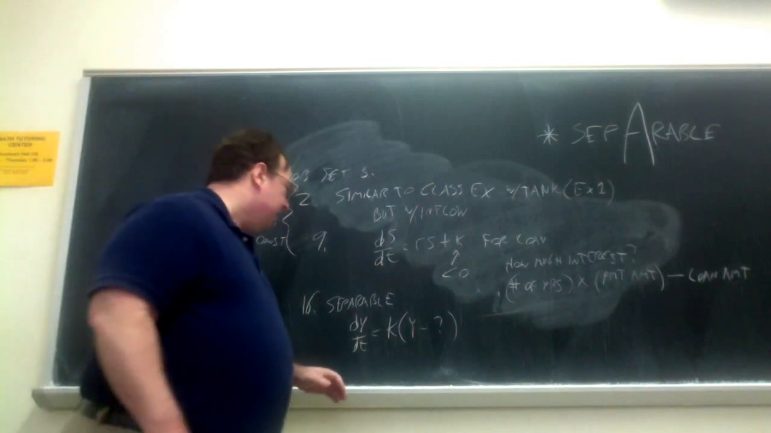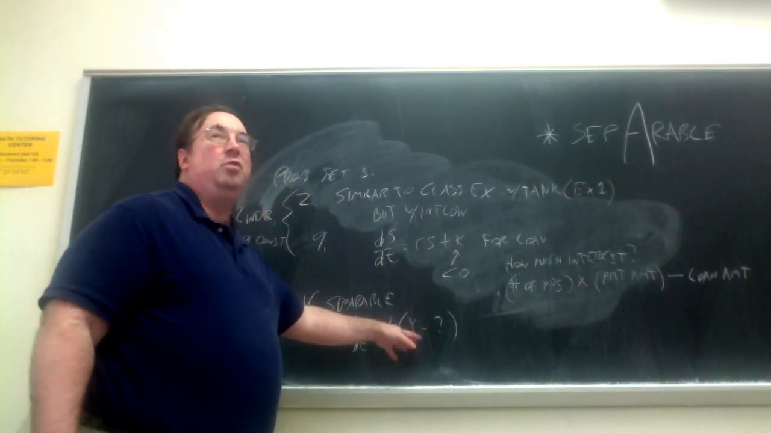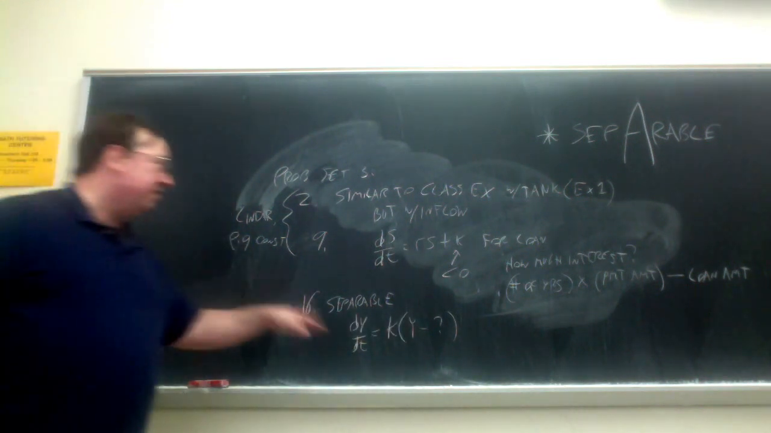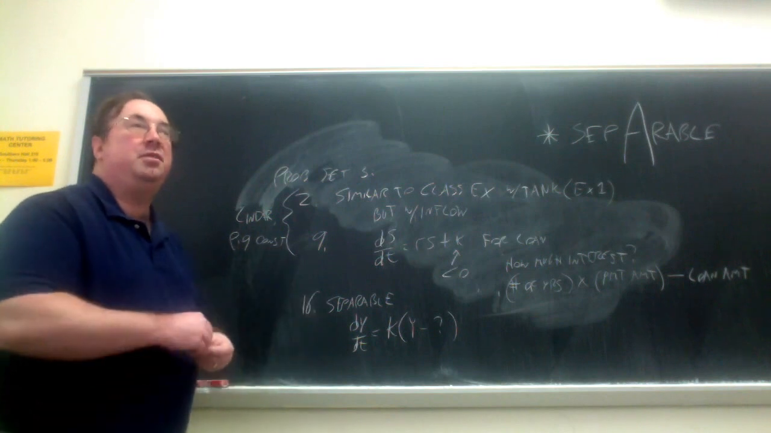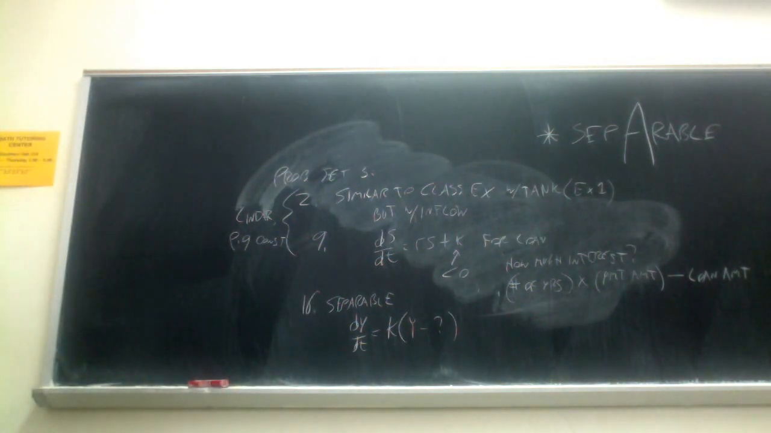So you can see from this that it's definitely going to be separable because this is going to depend only on y. There's no t dependence at all. So your approach to solving it is a little different than what you do here, but it's still something that you know how to do from problem set two. So hopefully this puts you in good shape for that.